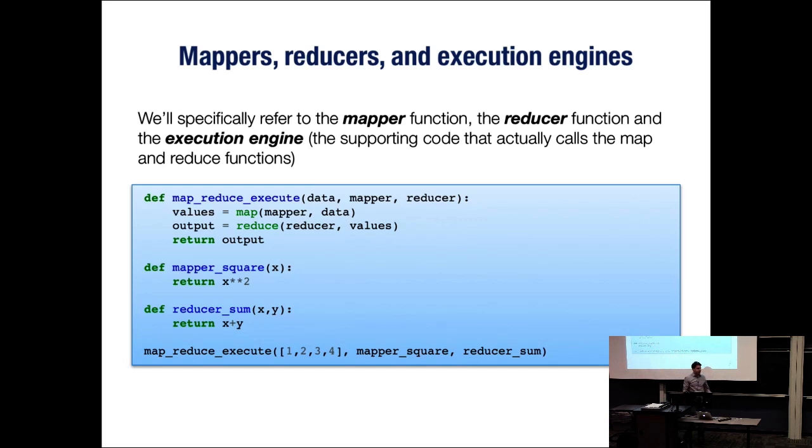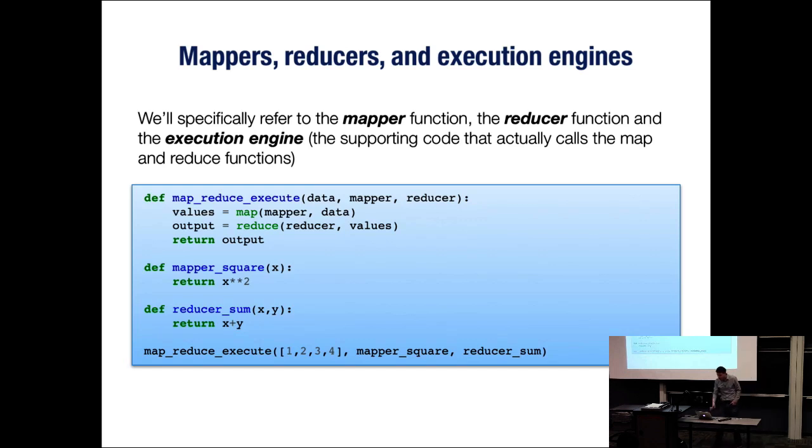In the context of squaring and summing up a list, the mapper function would just be a function that returns its argument squared. The reducer function would be a function that takes two arguments and returns their sum. And the execution engine will be the code that you saw before. I first apply map using the mapper function to my data, then I apply reduce using the reducer function to my values. It's a little bit convoluted here, I know, but it's going to be useful to think about those different terms. And really, a map plus reduce framework would be all of these components, because you need the execution engine as well as the actual mapper and reducer.